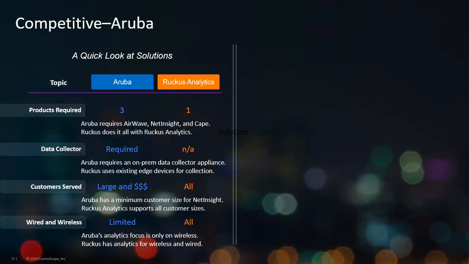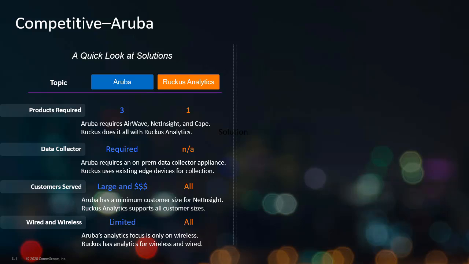Let's compare RUCKUS Analytics to Aruba's Analytics. For products required, Aruba requires 3 products that you need to install and use to get what you would get with RUCKUS Analytics. You would need their Airwave Management Platform, Net Insight, and Cape Networks. These 3 products are very expensive when you put them all together, even if you're able to configure and deploy them. All of this is built into RUCKUS Analytics.